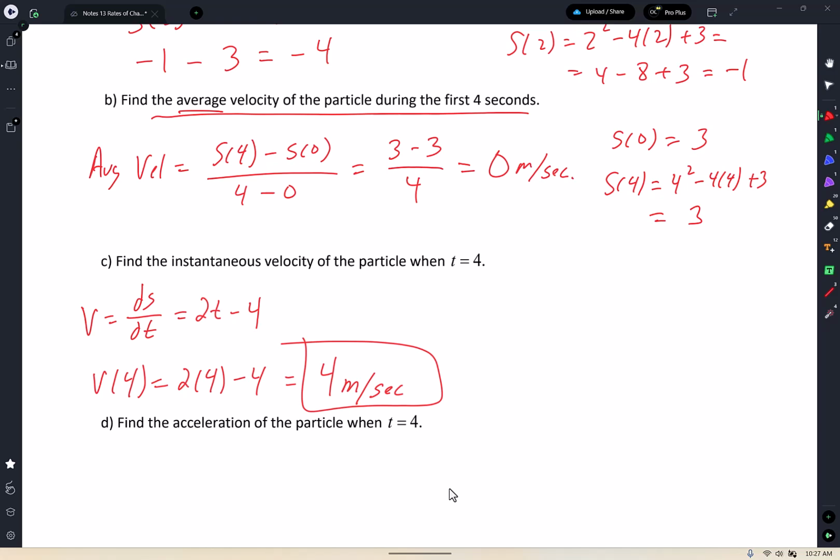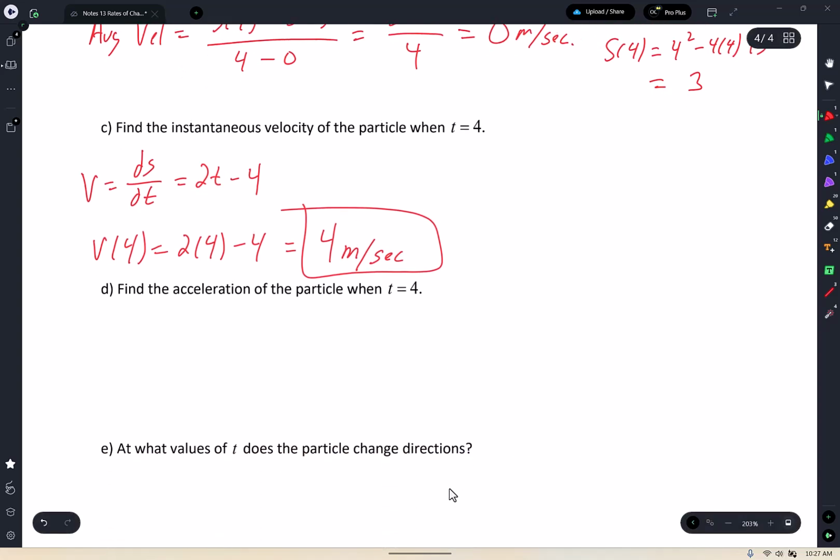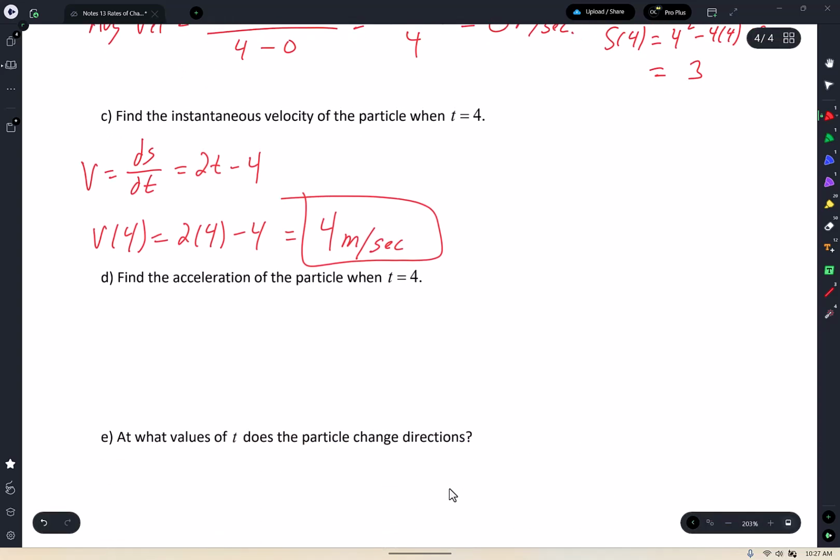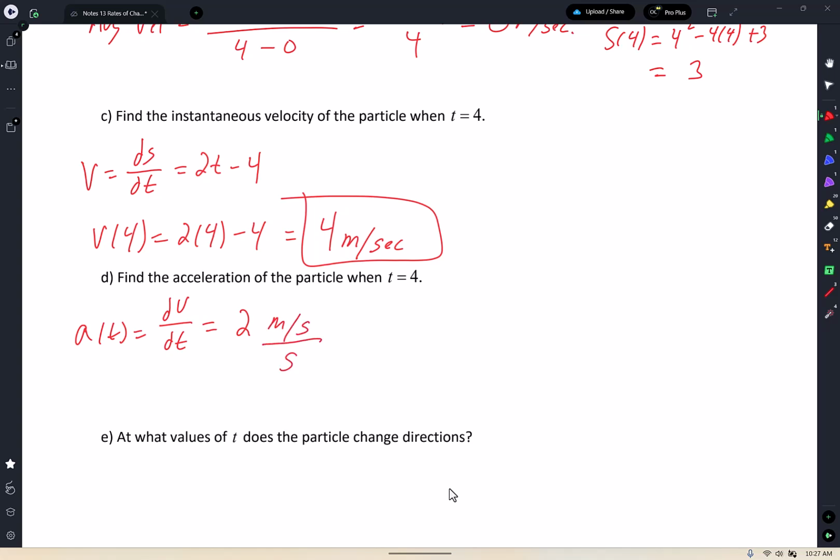Are we okay so far, guys? Okay. Find the acceleration of the particle when t equals 4. How do I find acceleration? Take a derivative of which one? Velocity. So a of t equals dv/dt, which equals, what's the derivative of 2t? 2. It is always 2. I need units. Meters per second, or meters per second squared. Meters per second squared, I think is better.